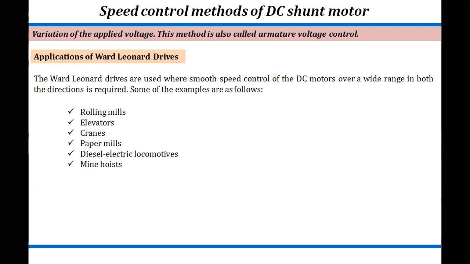There are also some applications of the Ward-Leonard drive. These are elevators, paper mills, mine hoists, diesel electric locomotives. All these need smooth speed control of the DC motor over a wide range in both directions. Here we have finished the speed control methods.